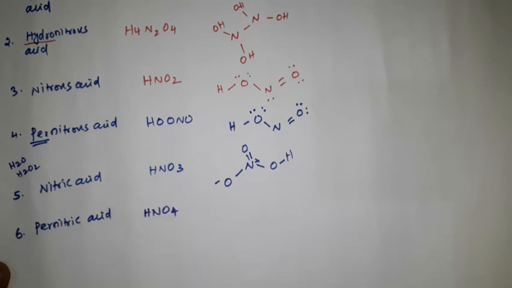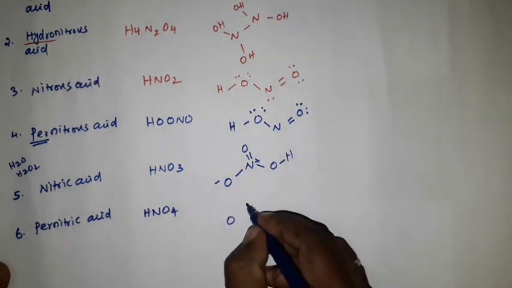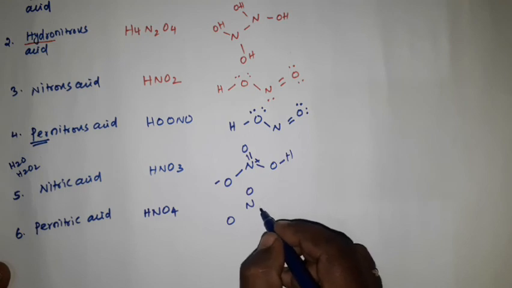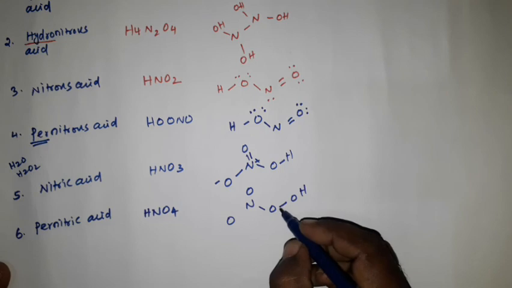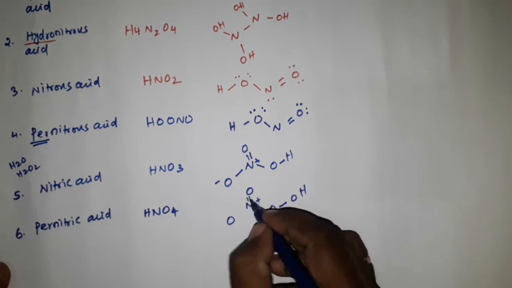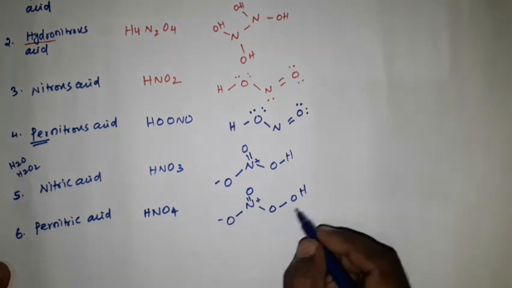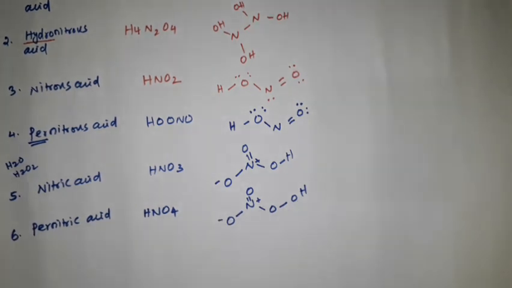Then the structure will come like this: oxygen, nitrogen, here oxygen, then in between one oxygen, here OH, then here N plus double bond, then here single bond minus. So that's all about all the structures of types of oxacids of nitrogen. This much is enough for structure of oxacids of nitrogen.